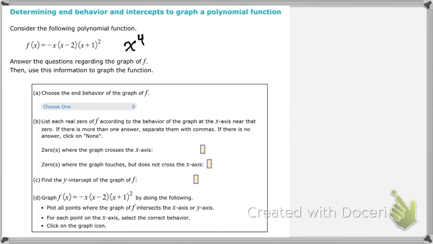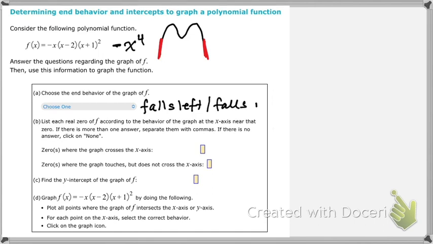It's an x to the 4th polynomial, and there it's negative. So what does that mean about the general idea of it? This is the general idea. It's falling on the left, falling on the right. That choice would be given in this drop-down menu here, but I'll just write it: falls left, falls right.